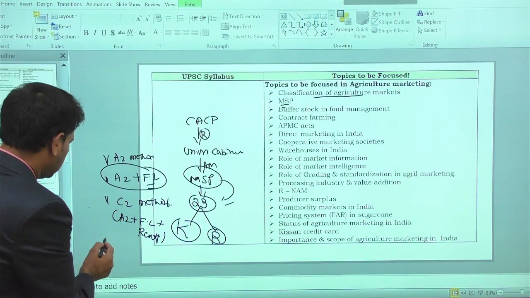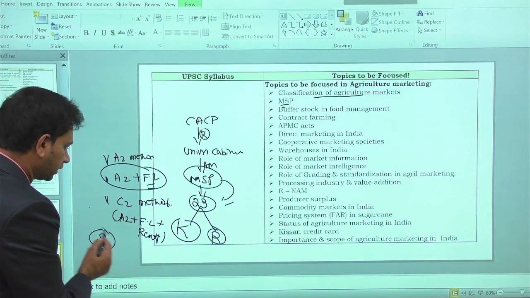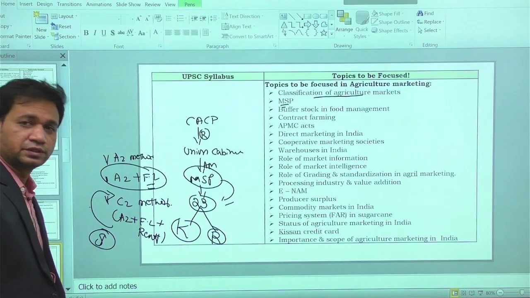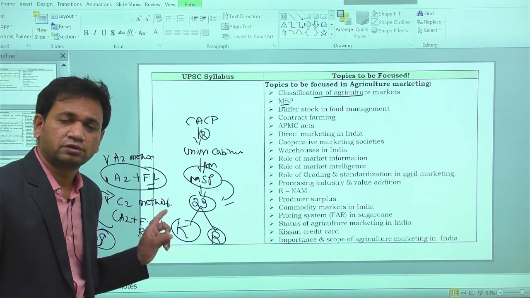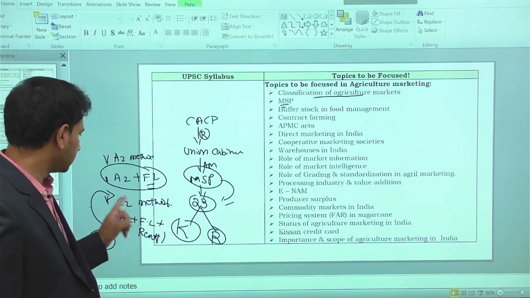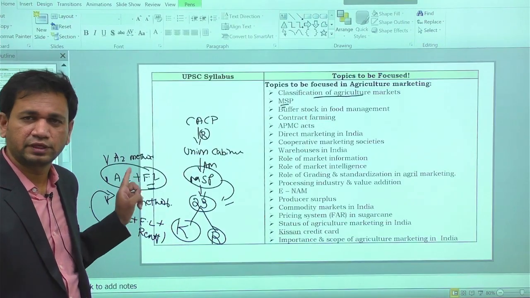But the Swaminathan committee recommended the C2 method for doubling the farmer income. But presently, the government is opting for the A2 plus FL method.